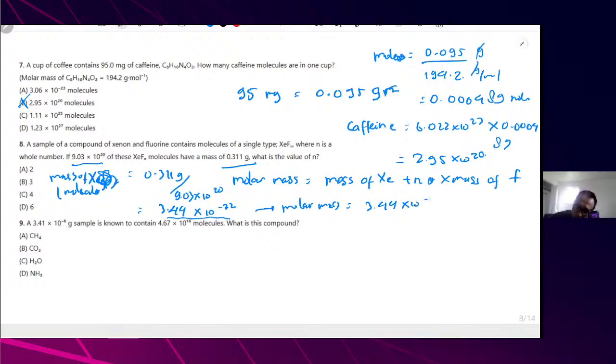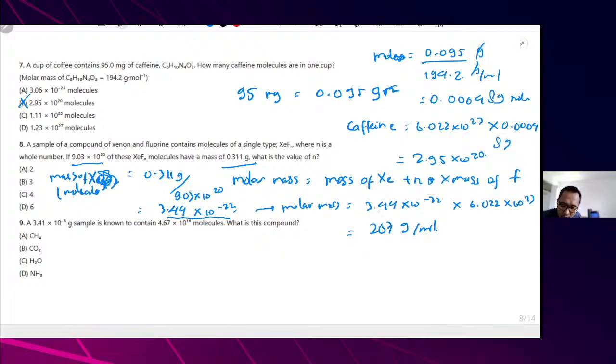3.44 × 10^-22 divided by 6.022 × 10^23. So we end up with 207 grams per mole. Okay, 207 grams per mole. So remember again, we need to find the mass of one molecule. The mass divided by the number of molecules gives us this, and then we need to know the molar mass.